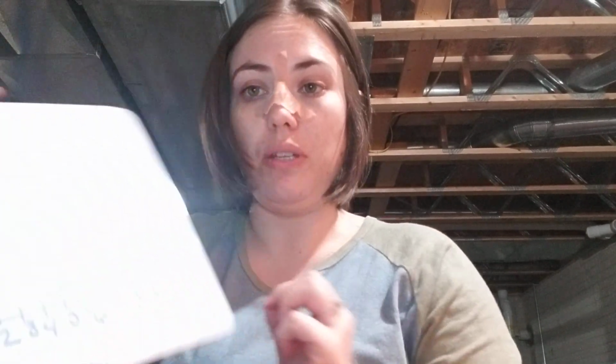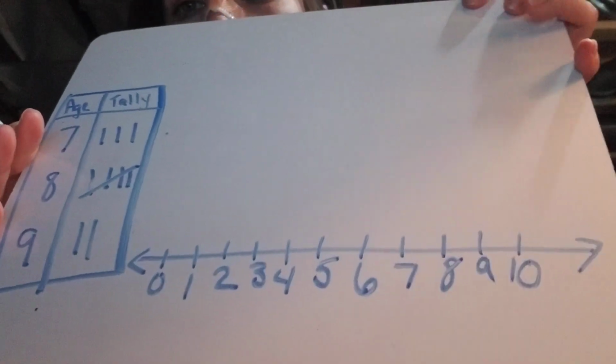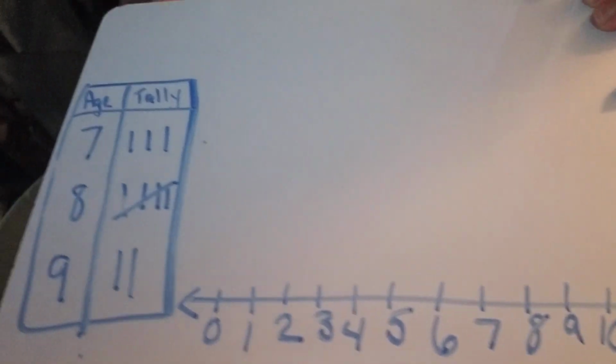All right, friends. So I am going to show you how to do a line plot. Line plots, they're really not too bad. If you know timelines and you know number lines, you're going to do fine on a line plot. So let me show you one of the examples. This is one of the example problems from your book.